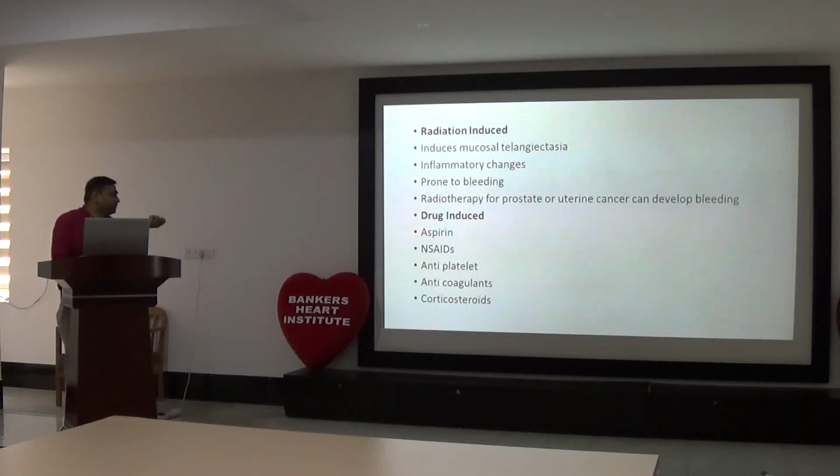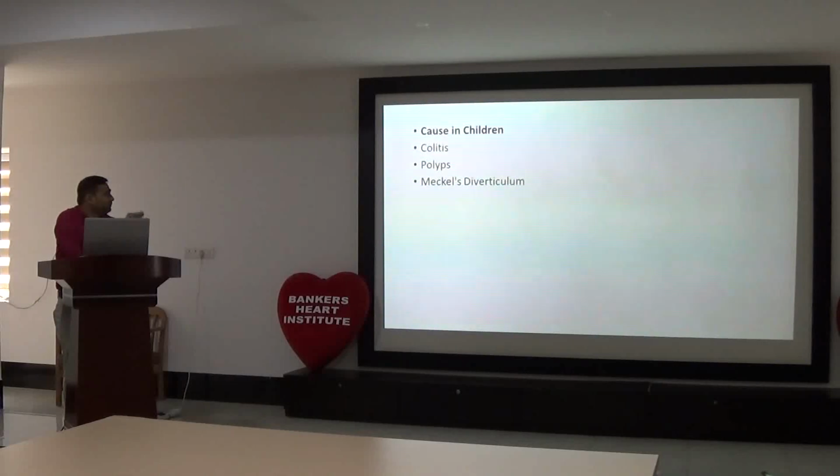Then some commonly used drugs like aspirin, NSAIDs, antiplatelets, anticoagulants, corticosteroids. Usually a single drug will not cause any bleeding, but when there is a pre-existing condition, these drugs can exacerbate the bleeding. Or when they are used in combination, like aspirin with NSAIDs or aspirin with antiplatelets, anticoagulants or corticosteroids, they can cause bleeding. And in children, some common causes are colitis, polyps, and Meckel's diverticulum. So these were the etiopathologies of bleeding in the lower GI tract.